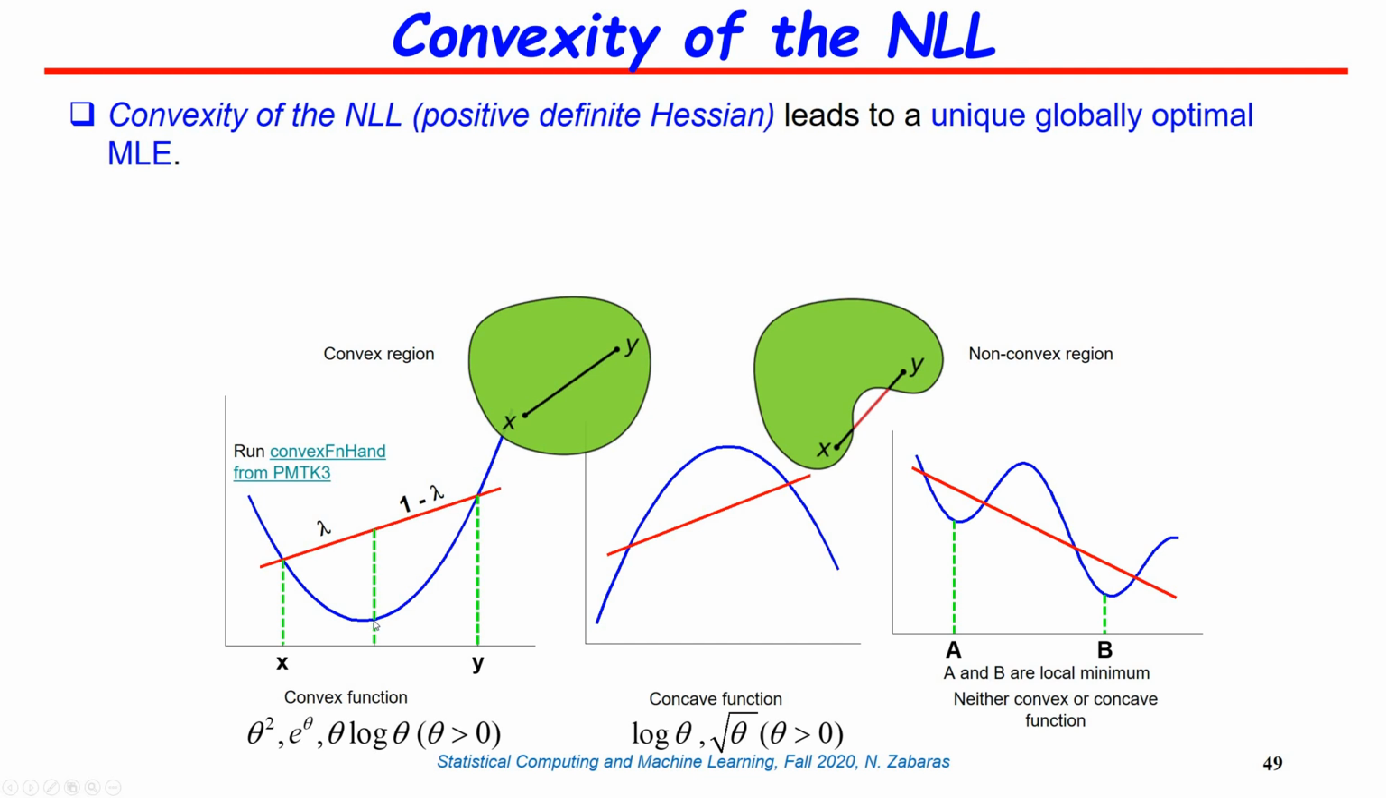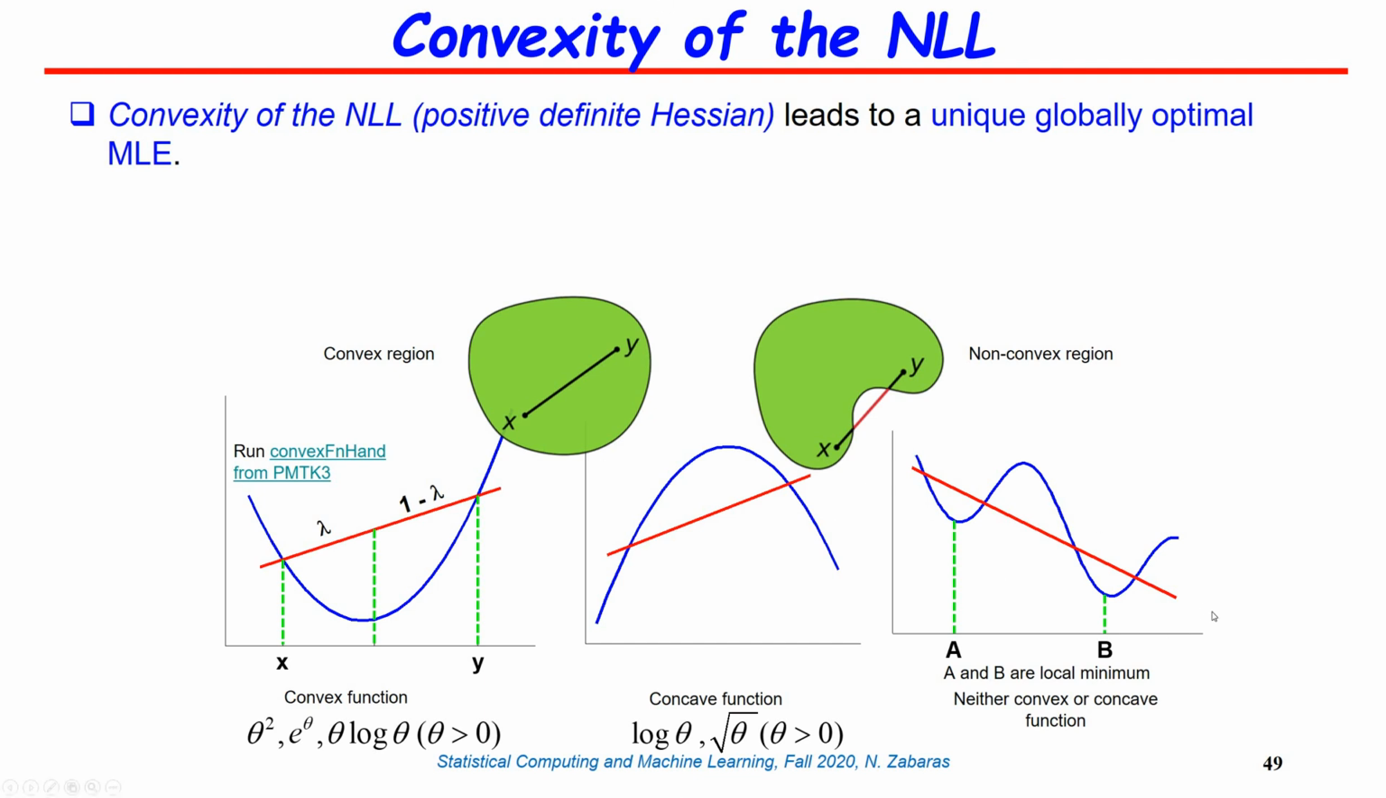Okay, that's what we call a convex function. This is a concave function, so log of theta is a concave function, but later on actually we will use minus log, because minus log will be a convex function, so we will be able to utilize that fact.